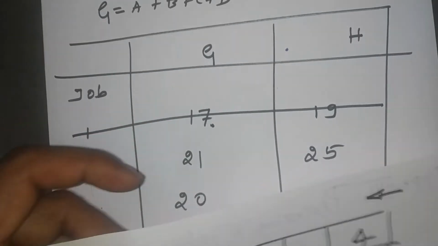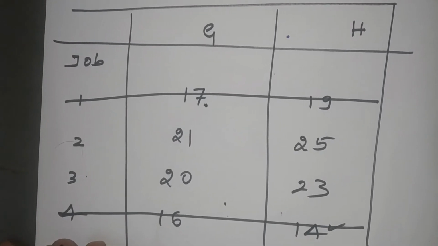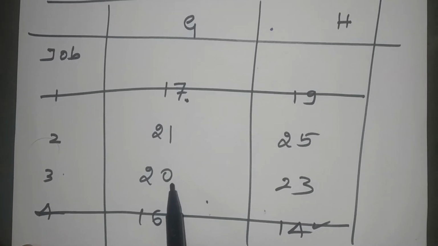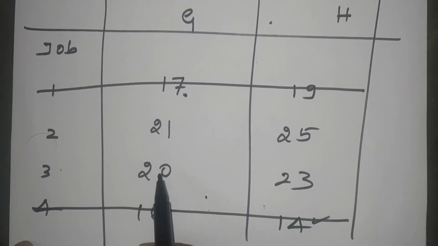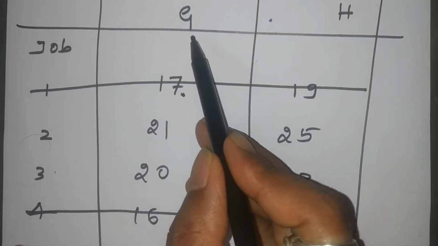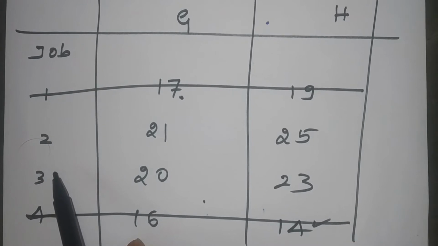Next, you go for the remaining 2 jobs. Here again you find the minimum number. The minimum number is 20 among these 4 values. This 20 is for job 3 and for machine G. So I'll sequence job number 3 from left to right. So here the 3rd job will be located.